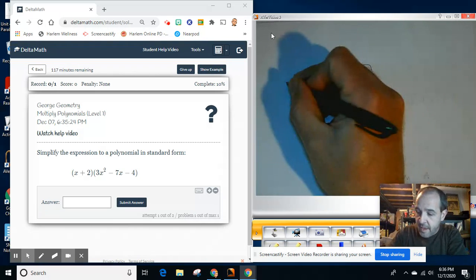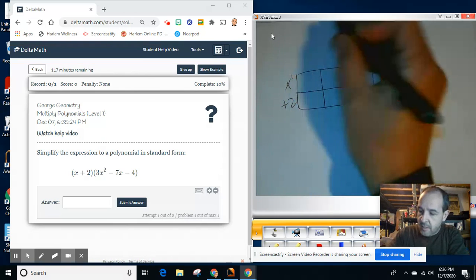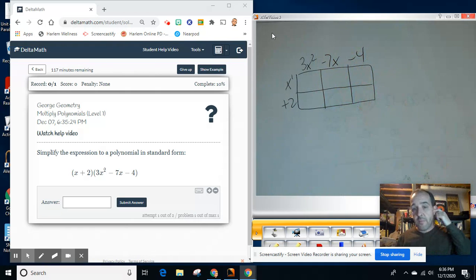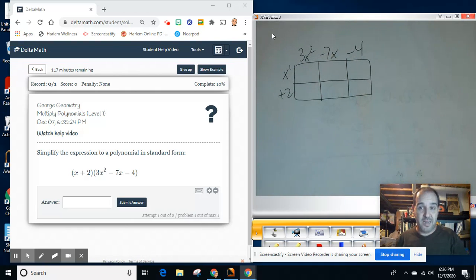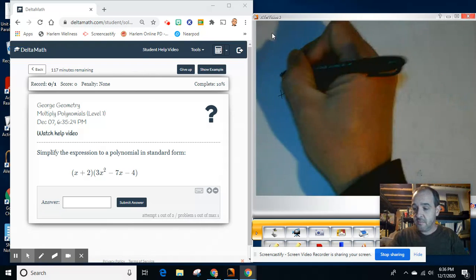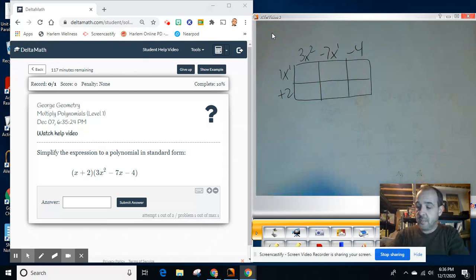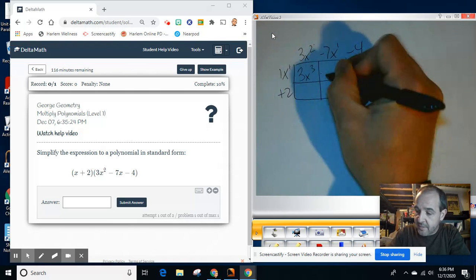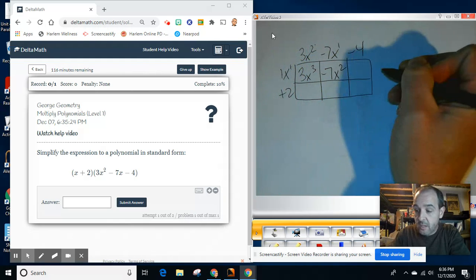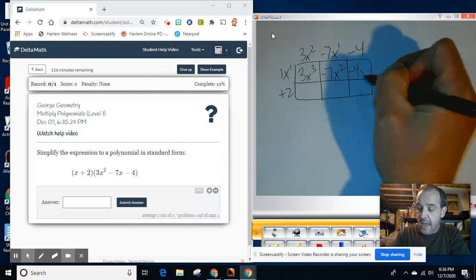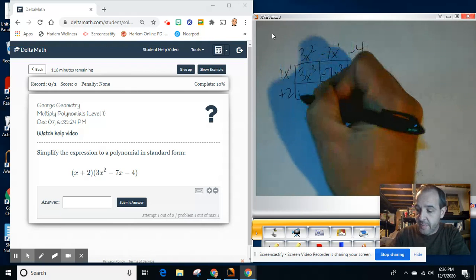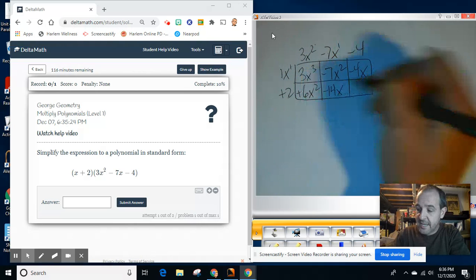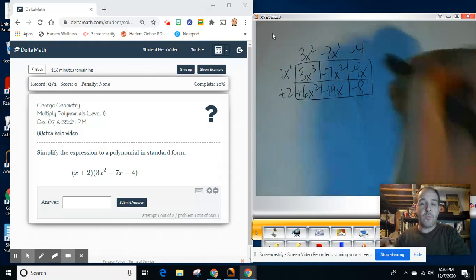All right, x plus 2 times 3x squared minus 7x minus 4. So remember, here we're multiplying coefficients, okay? We're adding exponents. So 3x to the third, 1 plus 2. 7 times negative 1 is negative 7x squared, minus 4x. 2 and 3 would be 6x squared. 2 and 7 is negative 14x. And I just work my way through.